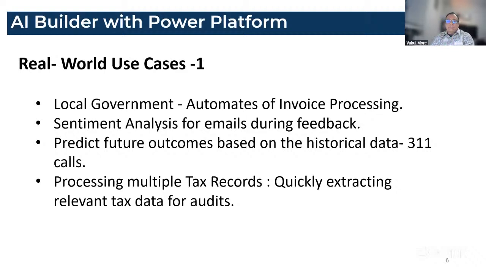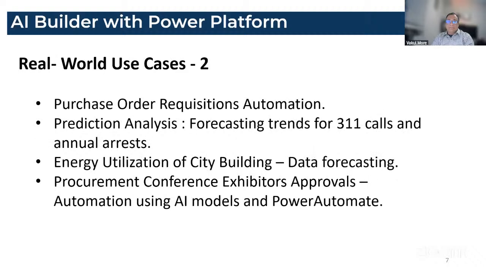So these are real-time use cases. In an agency, there might be multiple purchase order requisitions. And sometimes all of these requisitions are sent in an email. No one can track it. No one knows where the status is. And then we actually used Power Automate to automate this whole process.